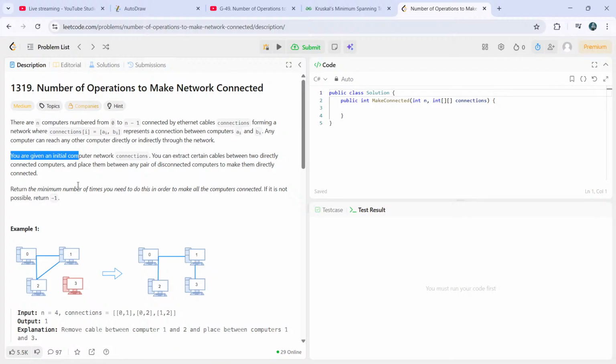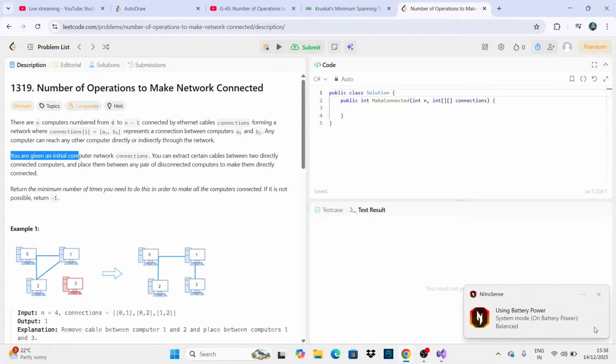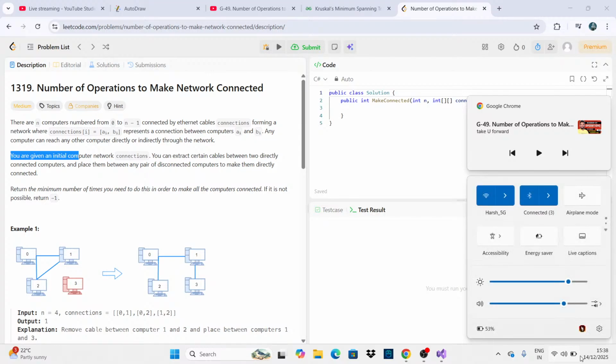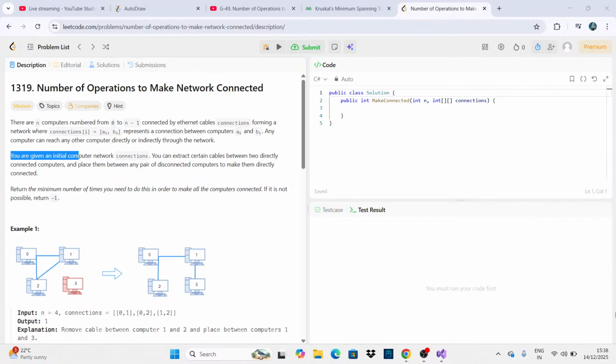let me remove the charger. My laptop is getting hotter. Let me see how much battery it is charged. It is charged 53%.